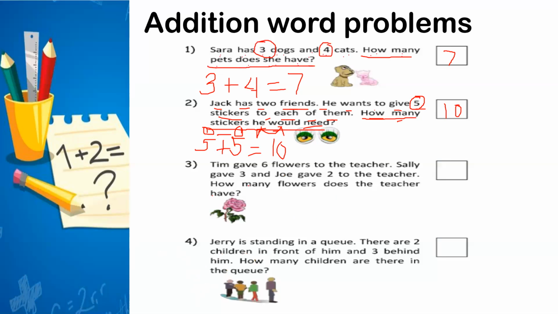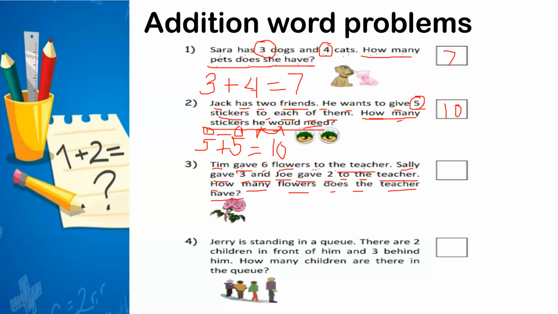So let's read. Okay, Tim gave 6 flowers to the teacher. One more time. Tim gave 6 flowers to the teacher. Sally gave 3 and Joe gave 2 to the teacher. Are you following? How many flowers does the teacher have?